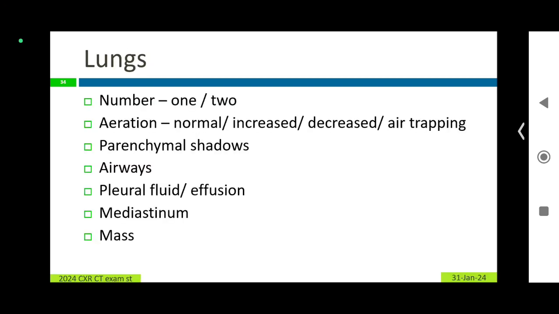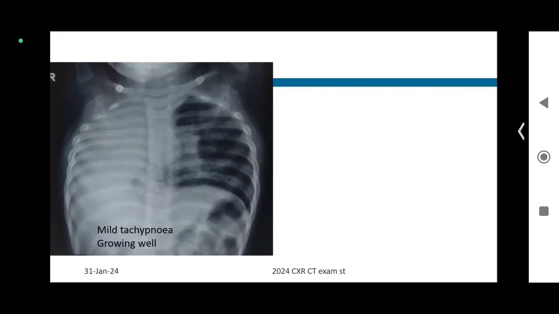Okay. We had looked at the fair structures. Now we look at the black structures one by one. Lungs: aeration, number, aeration, and then any parenchymal shadows. Yes, anyone wants to take a chance with this? A child who is growing well but has got a mild tachypnea.